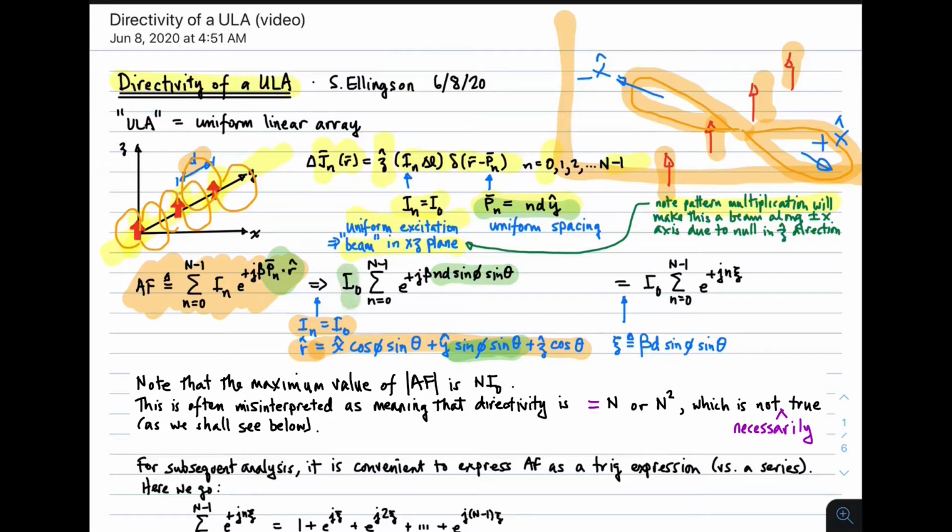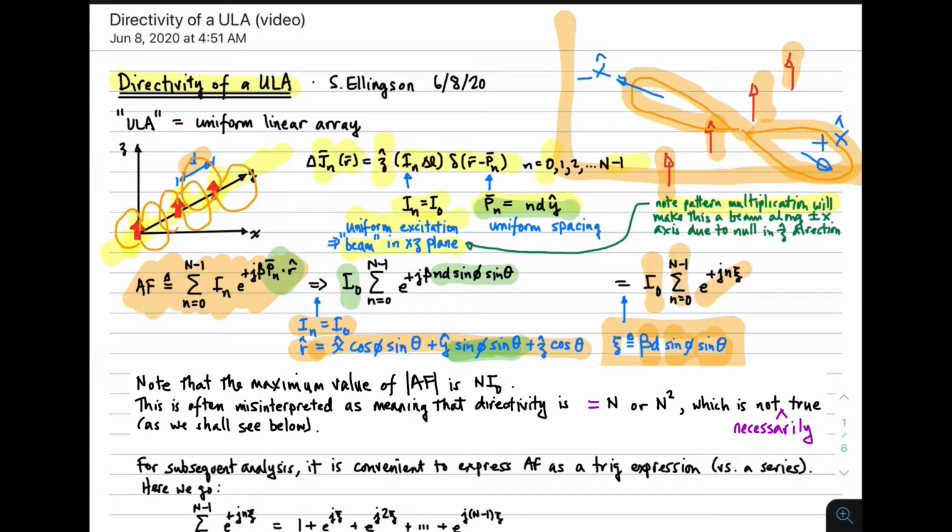We factored out the uniform excitation, I sub naught. And then for convenience, we're going to make a definition. Here is the definition. We're going to define xi to be beta times d times sine phi times sine theta. And that lets us rewrite the array factor as I naught sum over n equals 0 to n minus 1 e to the j n xi. Just a convenient way to shorten the expression.